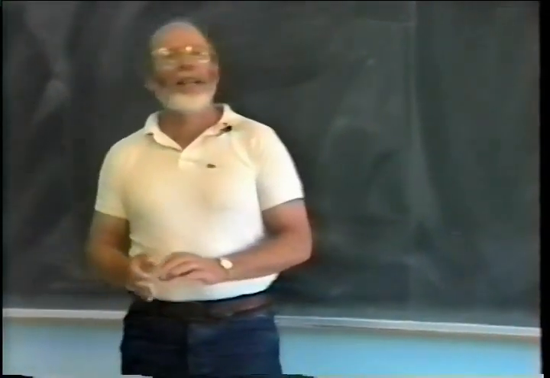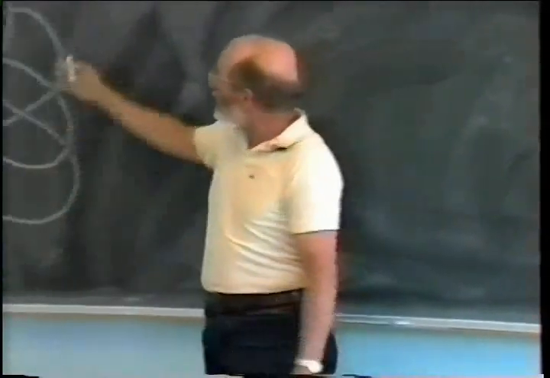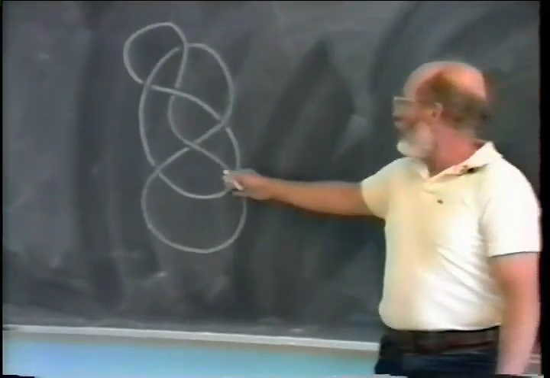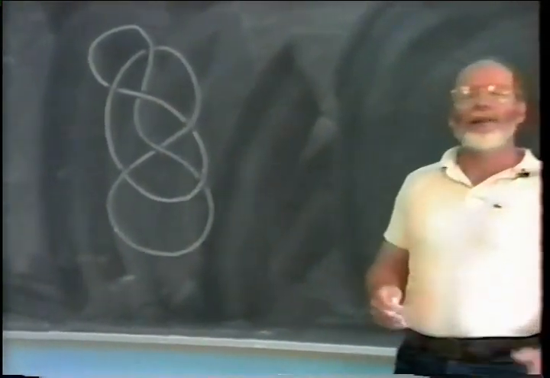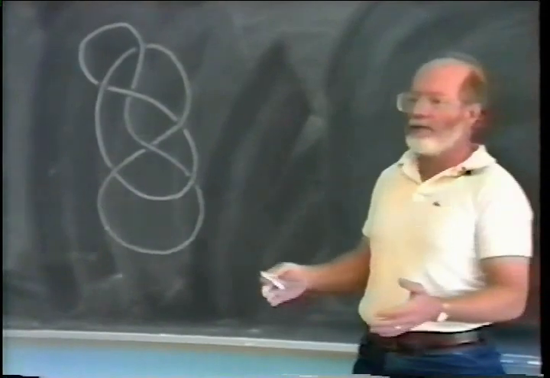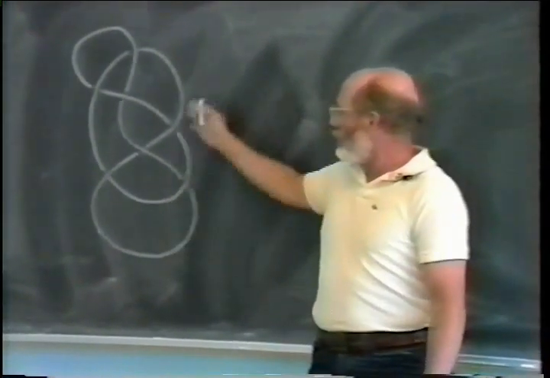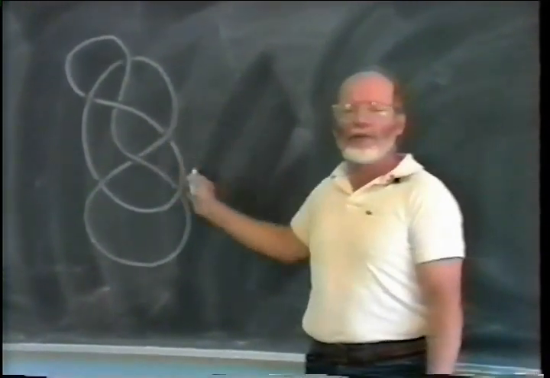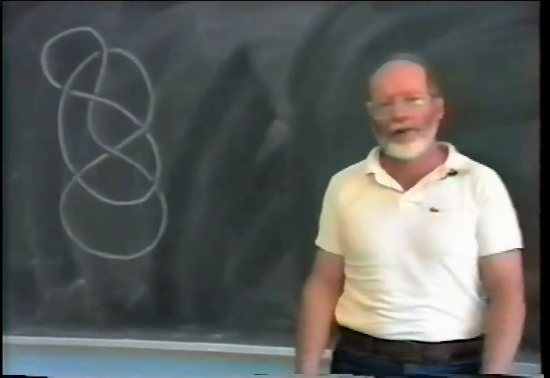Mathematicians would like to classify knots. For example, this is a knot. It has 7 crossings, and one possible way of classifying them would be to describe ways to draw them on the board with certain numbers of crossings. But that turns out not to work very well.